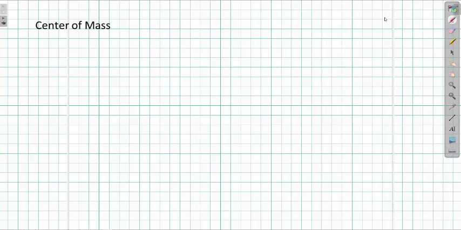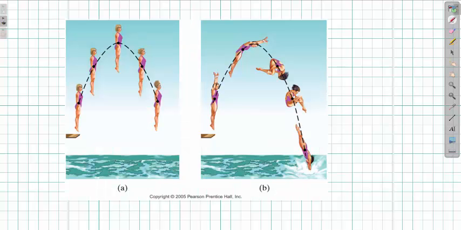Okay, welcome back. Today we're going to talk about the center of mass of a system. Up until now, we have always assumed that the objects under our study could be approximated as a point particle undergoing translational motion. If we look at the diver in the first video, we can approximate this as a point particle undergoing simple translational motion.